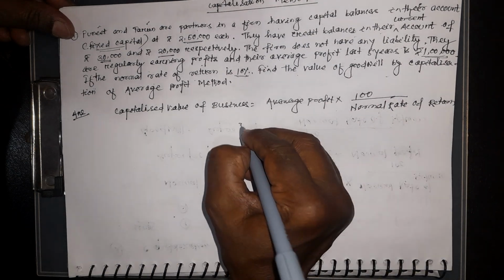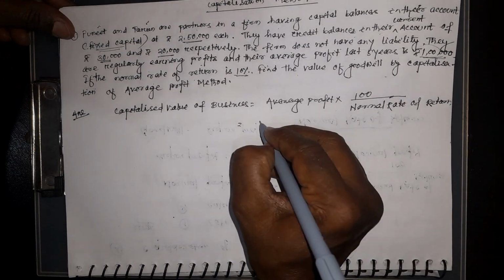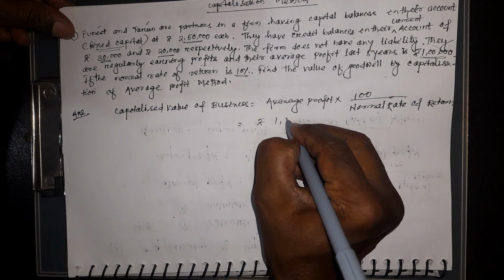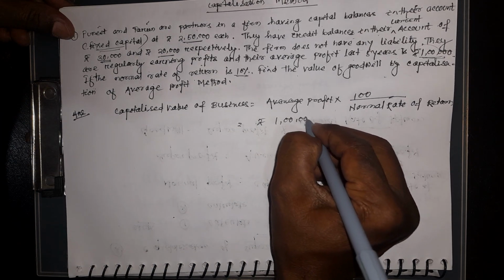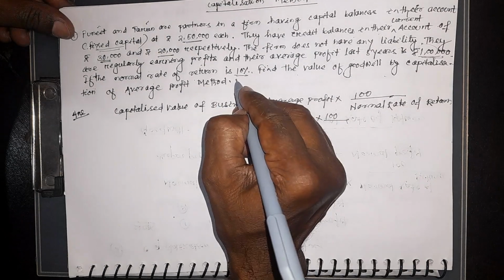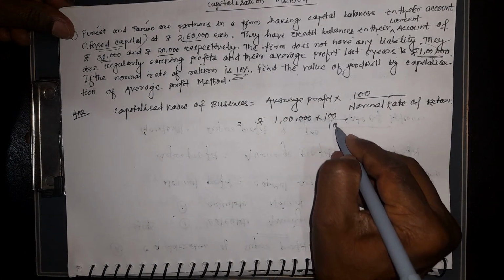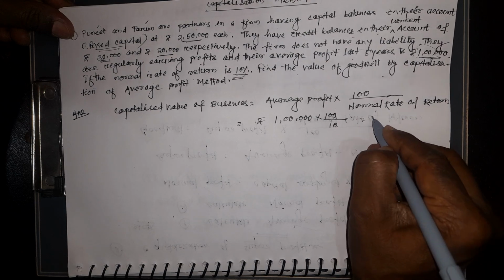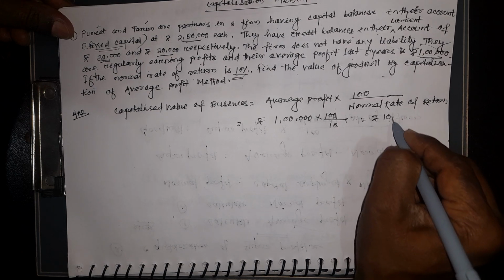Clear? So average profit here is given 1 lakh. So we'll write 1 lakh into 100 by normal rate of return, here it is given 10%. So it will be how much? Capitalized value of business 10 lakh.